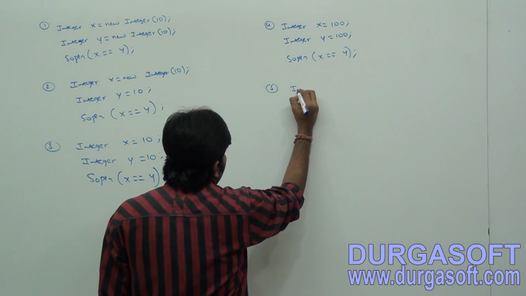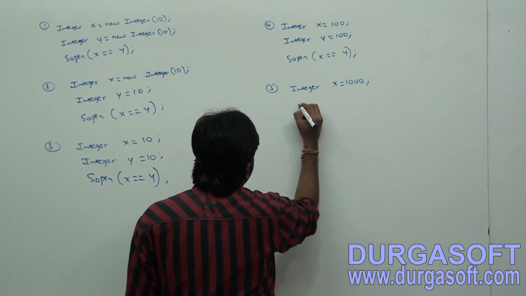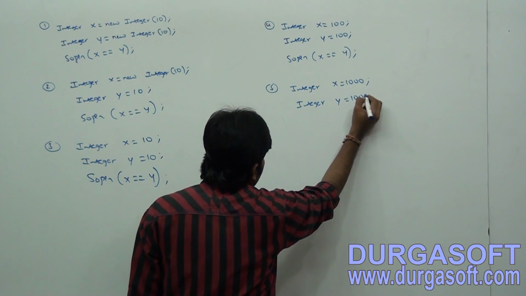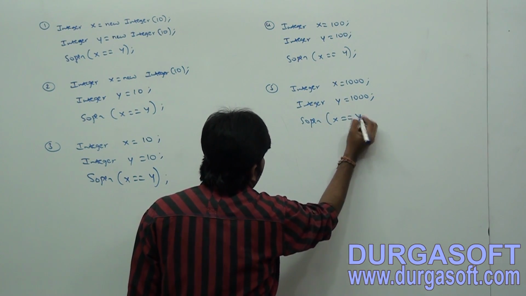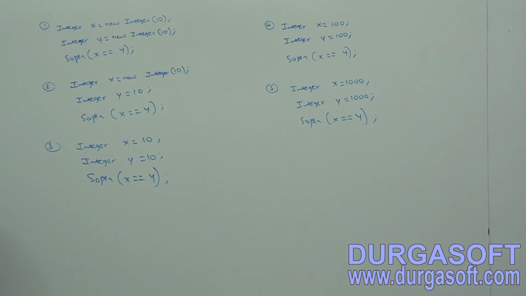Next, Integer x is equal to 1000, Integer y is equal to 1000. System.out.println(x == y). That's all, only 5 cases I am taking. Can you please check what answer we are going to get?